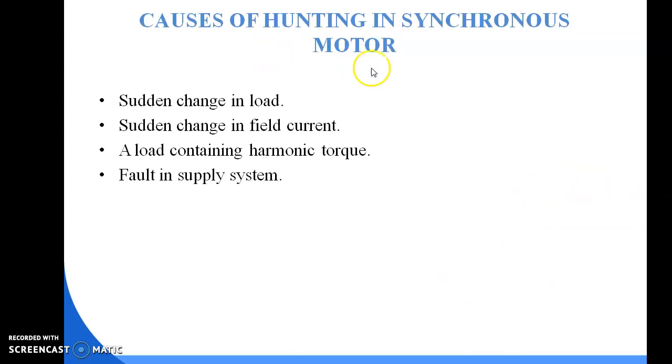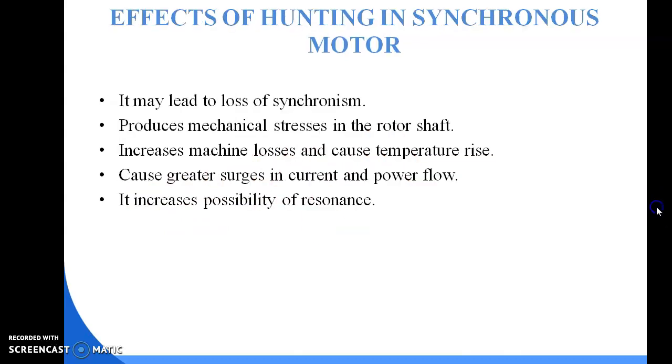Now, what are the causes of hunting in synchronous motor? The different causes for hunting in a synchronous motor can be sudden change in the load, sudden change in the field current, a load containing harmonic torque, or any fault in the supply system.